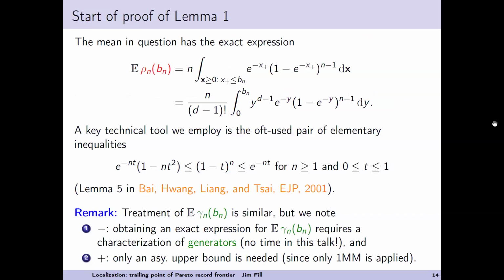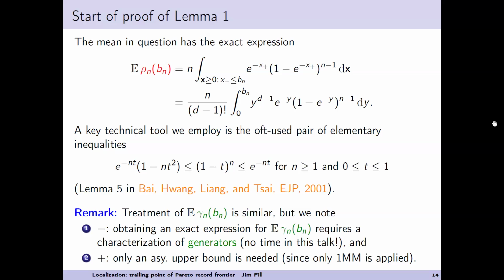I'll make this the last slide, and don't worry, Conrado, I'll finish quickly. Let me just show you how you would start the proof for the expected value of rho n of b n. And let me say that the calculation of the asymptotic variance is much more technically involved and complicated.